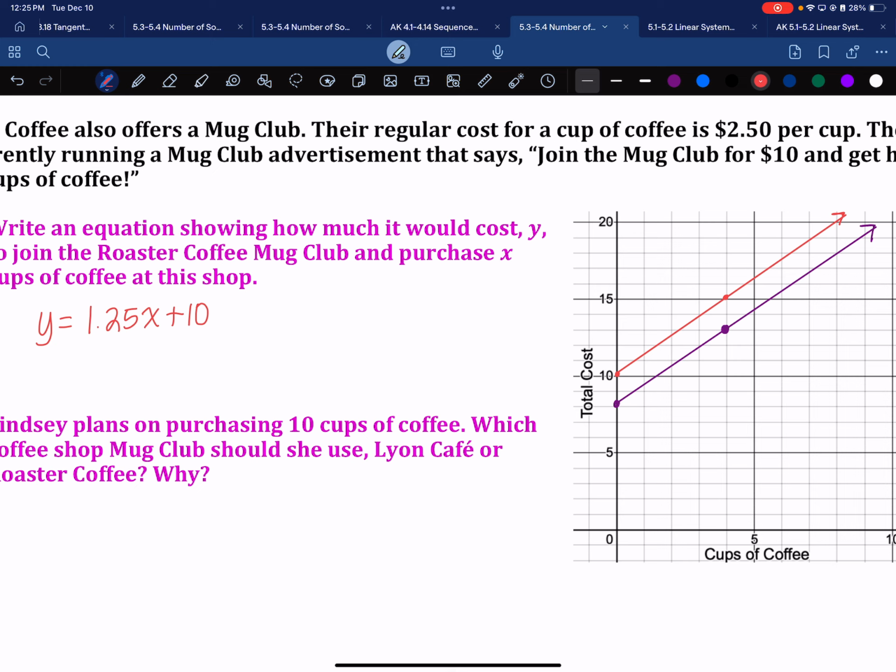Would anyone ever go to Rooster Mug? Why not? You're always going to have paid $2 more, right? Because your original mug was more expensive, and their regular coffee is more expensive.